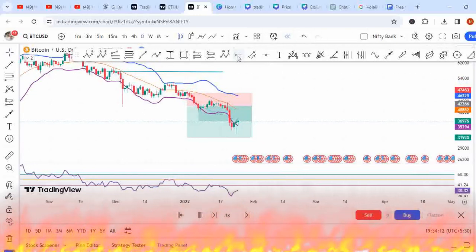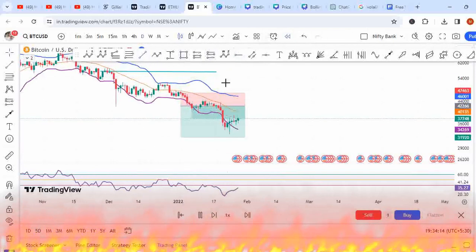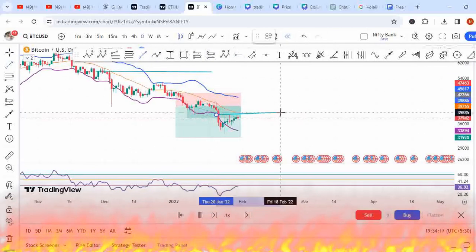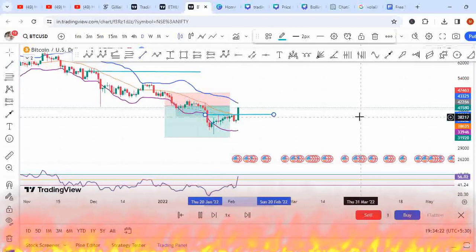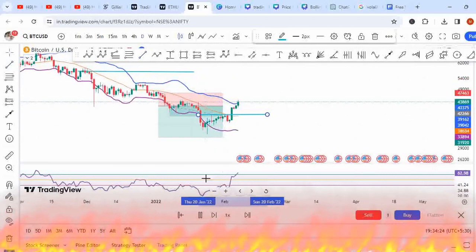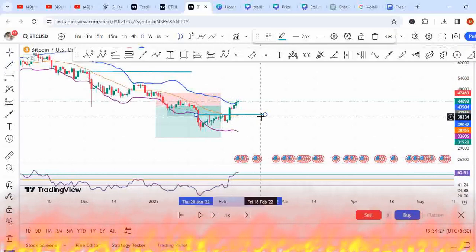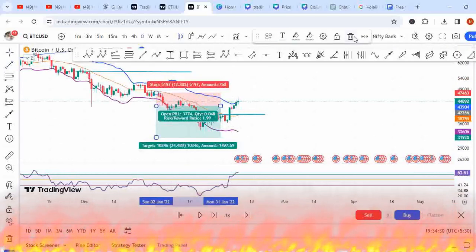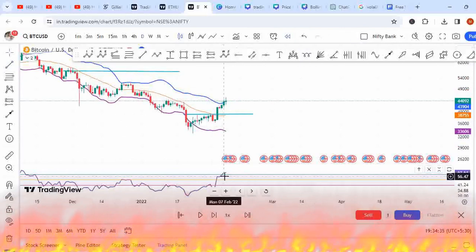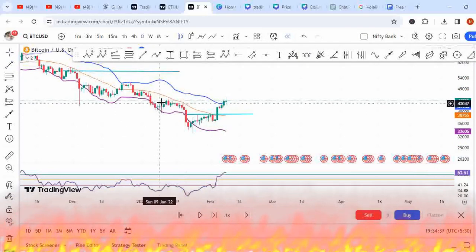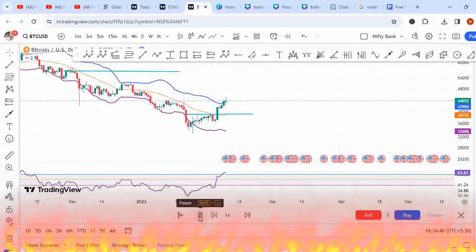Now you can trail your stop loss with this string. Okay, now you are out, but you are not in loss. Still you are in profit. So again you see that, but there is no contraction, so we won't be trading this.